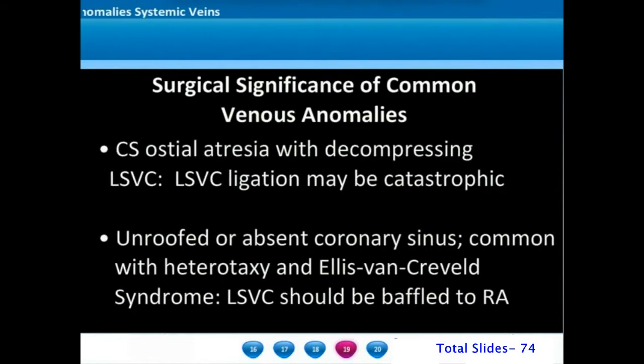There can be some venous abnormalities involving the coronary sinus which are of clinical significance. If there is a coronary sinus ostial atresia, the coronary sinus becomes decompressed by a persistent left superior vena cava. In such cases, if we divide or ligate the left superior vena cava, this will result in catastrophic effects due to lack of coronary sinus drainage to any cardiac chamber.